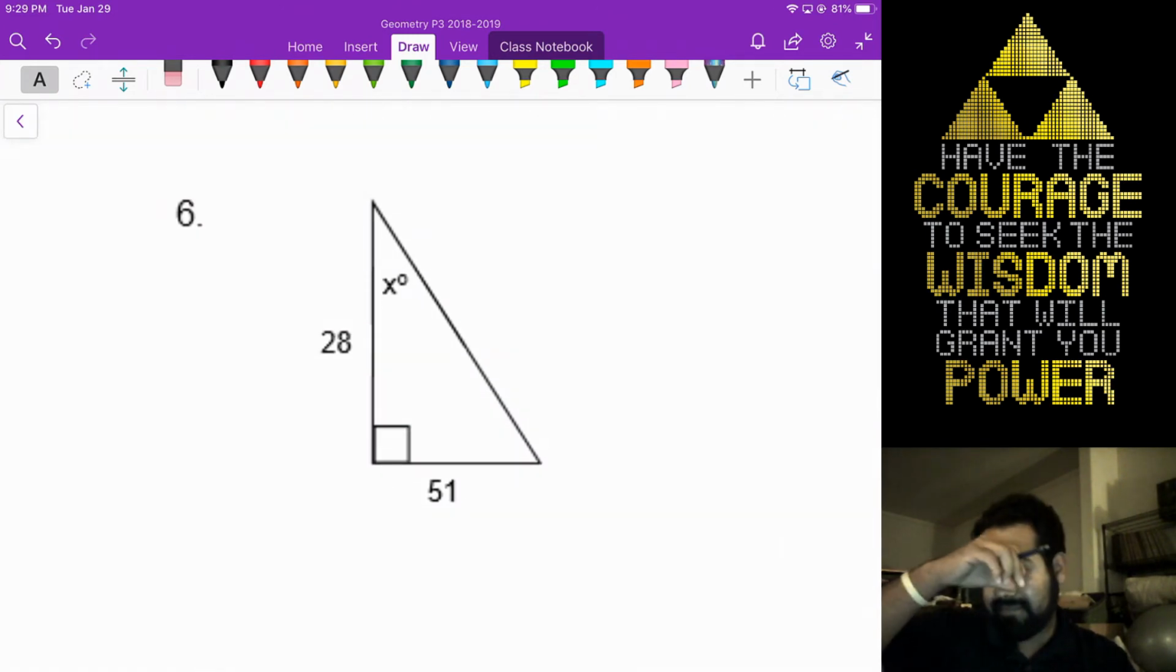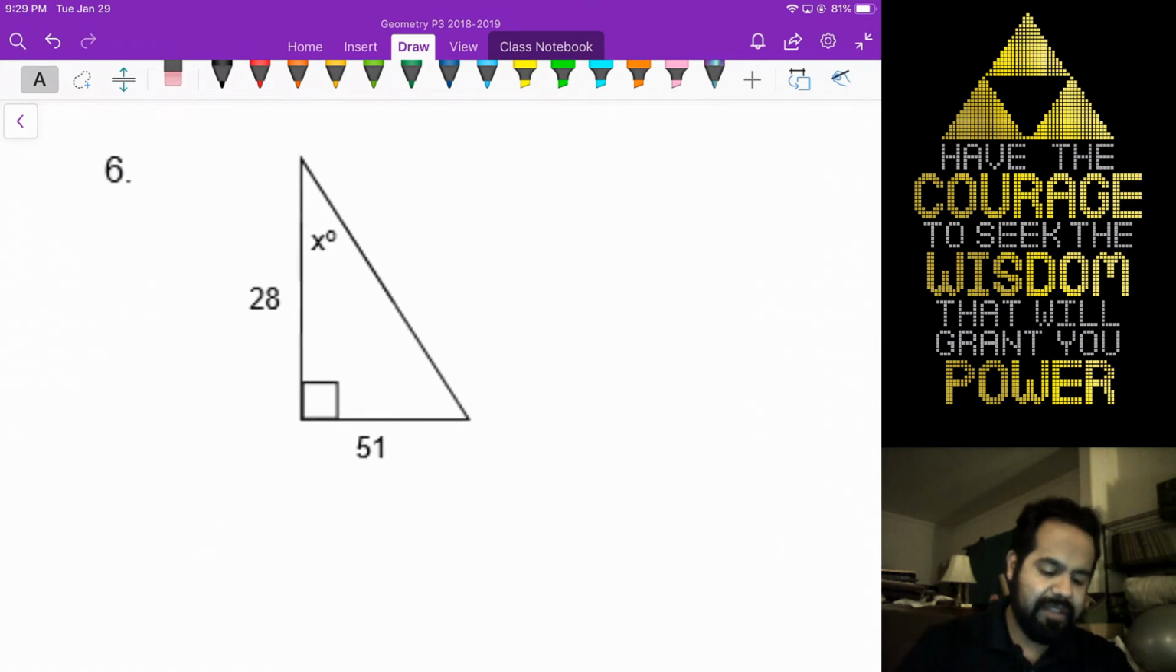Number 6. We look at our angle here, situated in that corner.